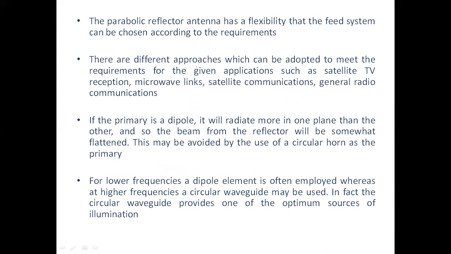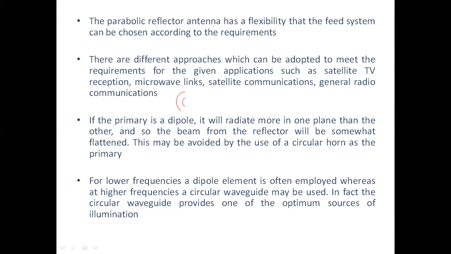There are different approaches that can be adapted to meet the requirements of given applications such as satellite TV reception, microwave link, satellite communication, etc. That means according to the practical application, we can adapt our feed system for these parabolic reflector antennas. Here, basically, we have two types of antennas in a parabolic reflector. One is the primary antenna, the second one is called the secondary antenna.